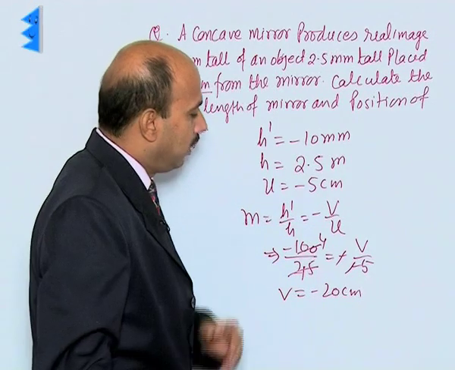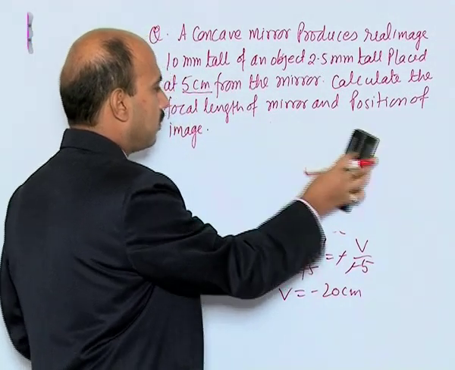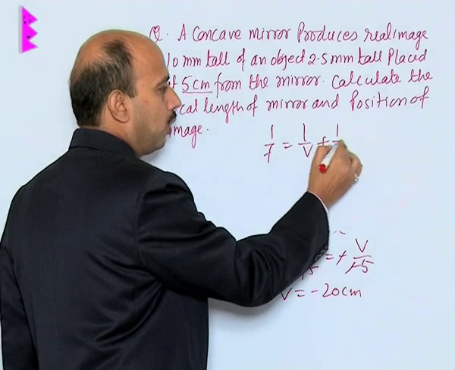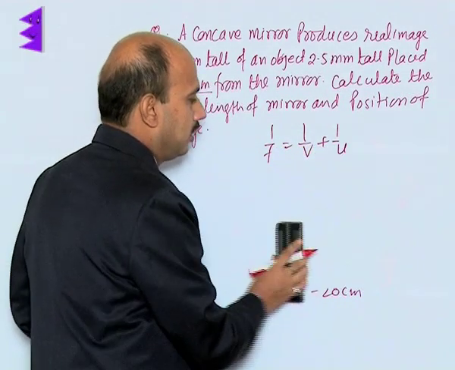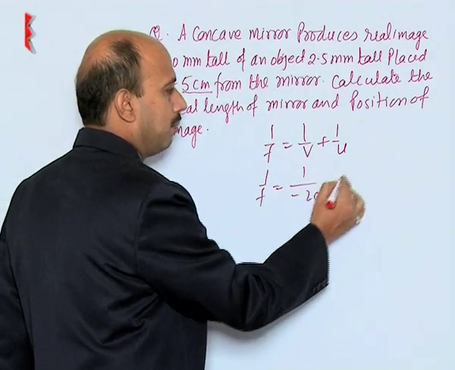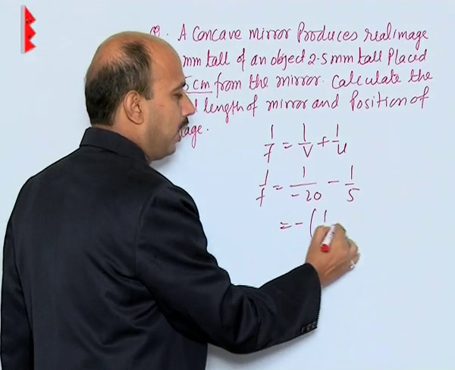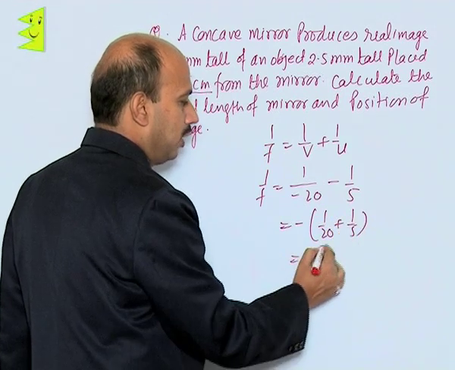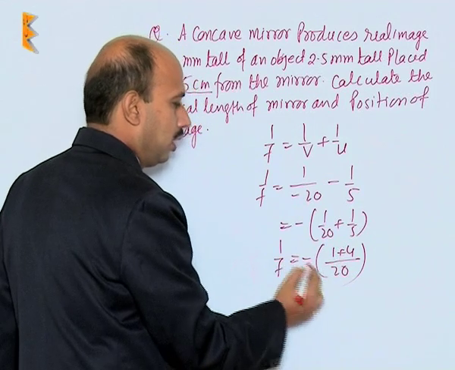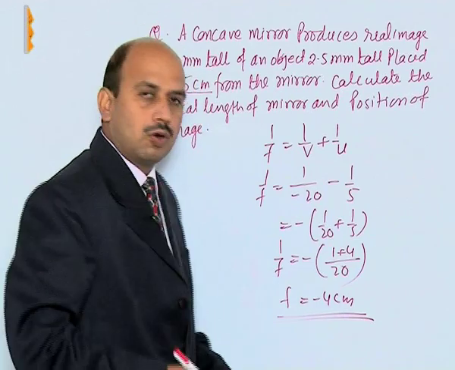Now we can calculate focal length since we have got v. So we can use the mirror formula, that is 1 upon f equal to 1 upon v plus 1 upon u, and here this can be written 1 upon f is equal to 1 upon minus 20 minus 1 upon 5. We can take minus outside here. So 1 upon 20 plus 1 upon 5. So minus, that is here 1 plus 4 by taking LCM. So f is equal to minus 4 centimeter. So this is the focal length of the mirror.